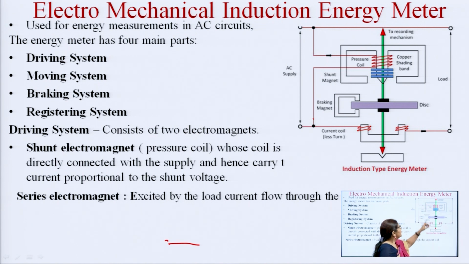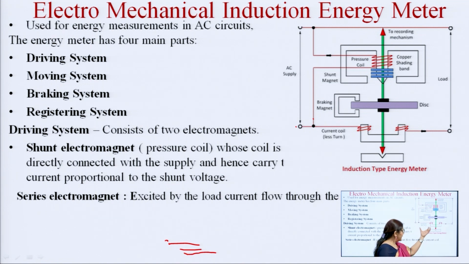So, it is in parallel to the load, which means the current flowing through the pressure coil is proportional to the load voltage, because it is basically measuring the voltage of the load. Then there is one more coil, the current coil, which is connected in series with the load.